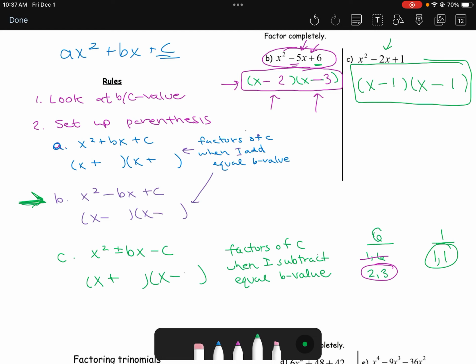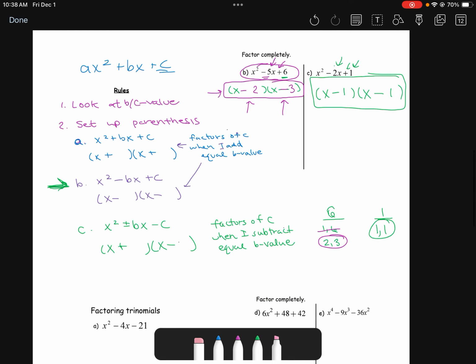That's why I prefer this method. It's short and simple, and I don't have to overthink it. I don't have to do all these weird extra steps. It just makes it nice and easy. Okay, again, check your work. -1 times -1, that is a positive 1. -1 plus -1, -2. Or you can distribute and check your answer that way as well.